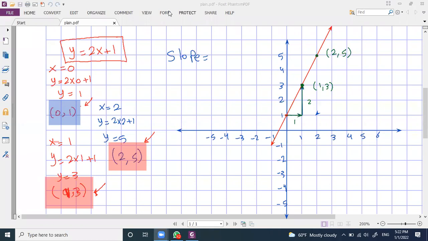Okay, what do you want, Alia? Okay, Alia, how can we find the gradient or the slope of this straight line? Do you hear me?